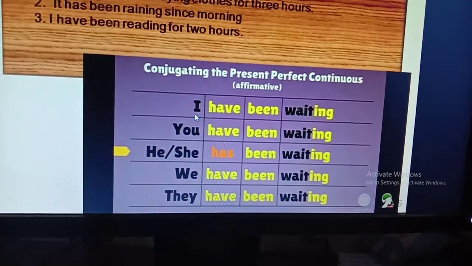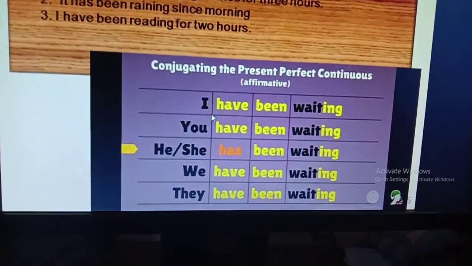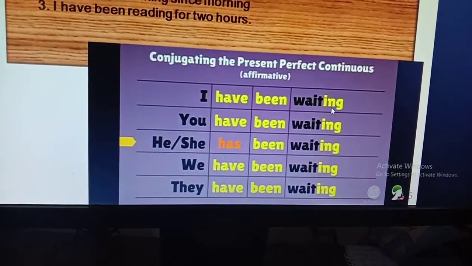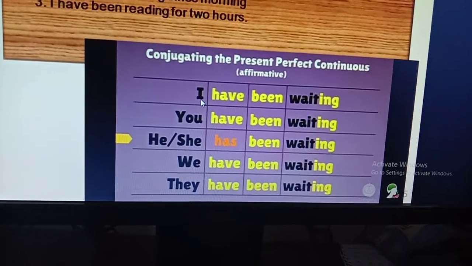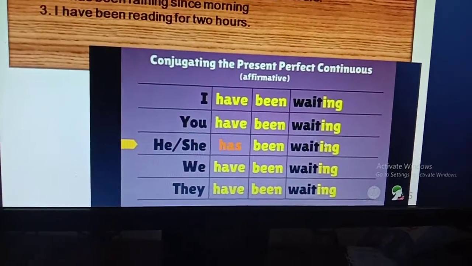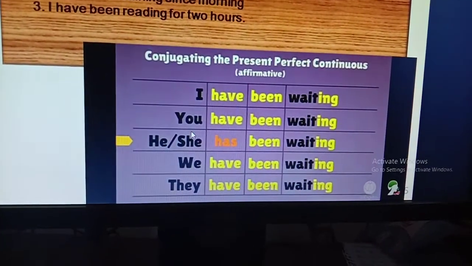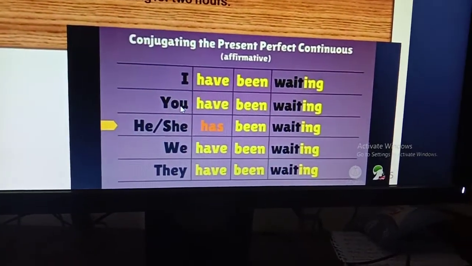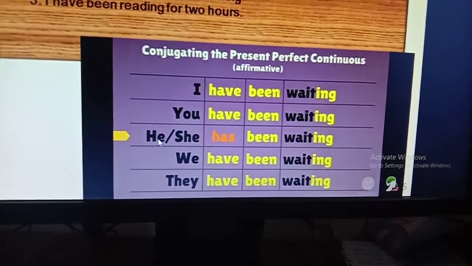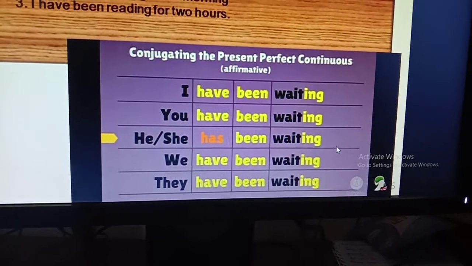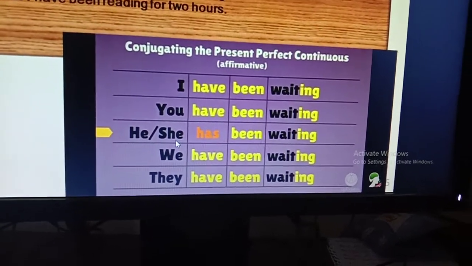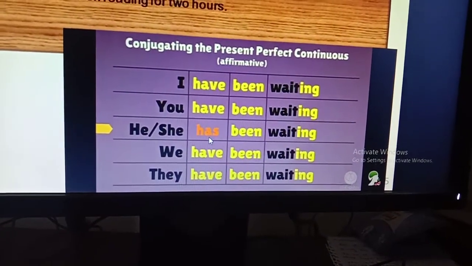The examples: first one is I have been waiting. So have sits with I. Okay, then you have been waiting. Here have also sits with you, as you is the second person. Then he or she has been waiting. As he or she is third person, I have written has here.